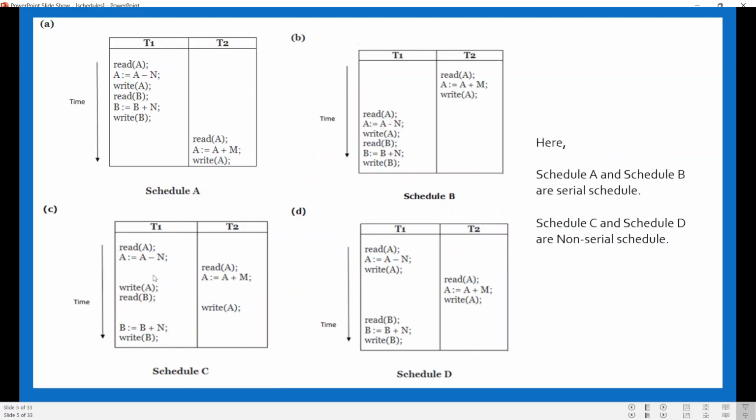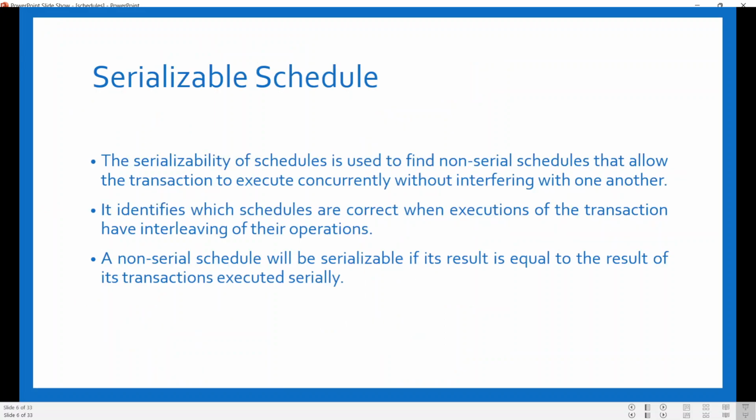So in this case, two transactions are happening concurrently. In a non-serial schedule, you can see concurrent transactions are happening, but in a serial schedule, the concurrent transactions are not occurring. Only when one transaction is over does the next transaction start. In the case of a non-serial schedule, concurrent transactions are happening. So serializable schedule means finding non-serial schedules that allow the transactions to execute concurrently without interfering with one another. If there is no interference between the two transactions, then we can say that it is serializable.